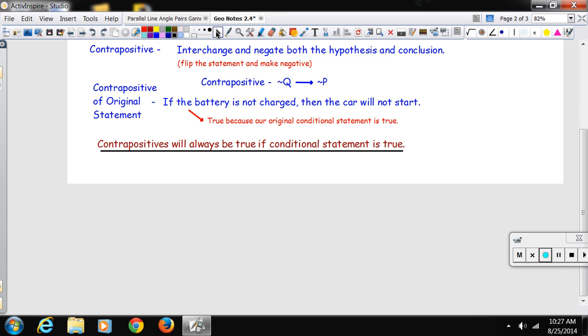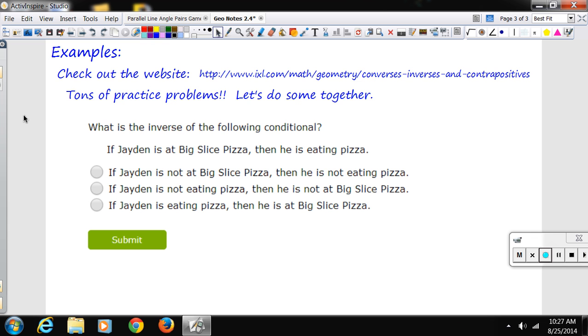Okay, so let's take a look at the last little problem. It says, what is the inverse of the following conditional statement, or conditional? If Jaden is at Big Slice Pizza, then he is eating pizza. What is the inverse? Do you think it's the first statement, the second one, or the third one?